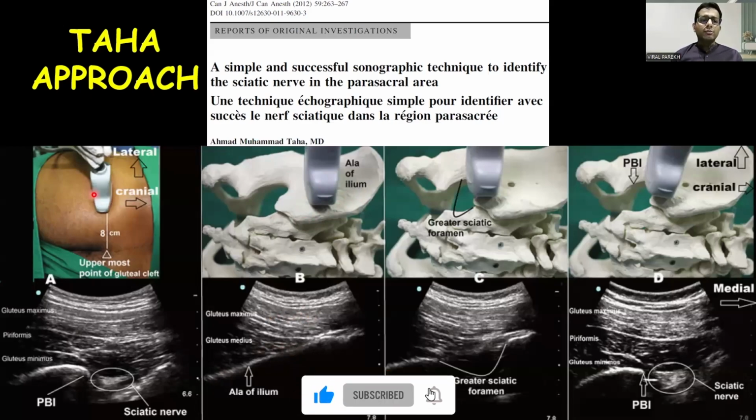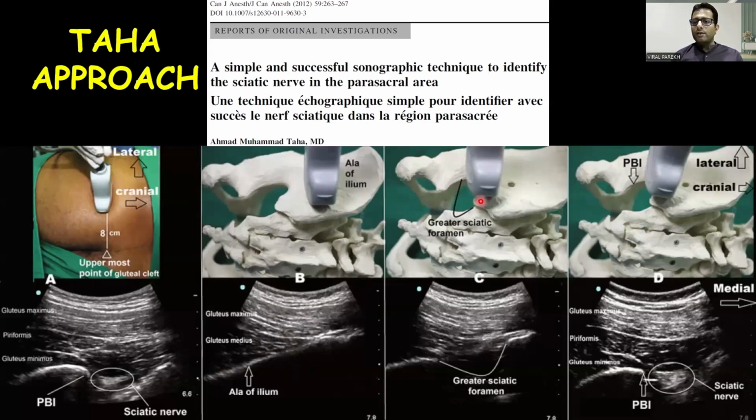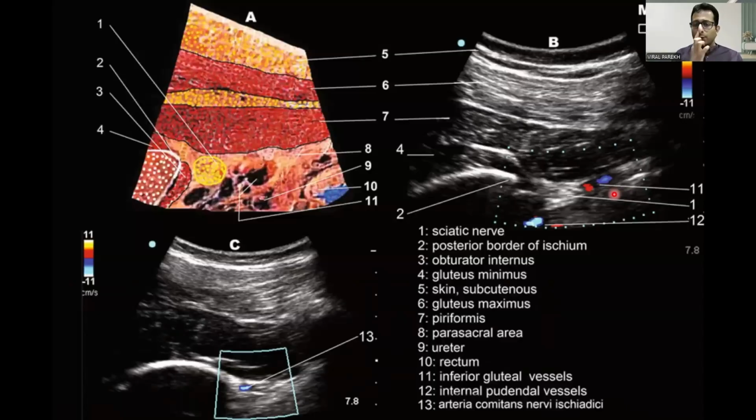As you move the probe caudally, you will first reach the greater sciatic foramen. As we move more caudally, we see the sacral plexus coming out of the greater sciatic foramen. As we can see, the medial border is formed by the sacrum, and laterally is the ischial border. This is a similar picture showing the color Doppler along with the sacral plexus. Again, there are chances of vascular injury, and there are the inferior gluteal vessels and the internal pudendal vessels, which you can see in this image.